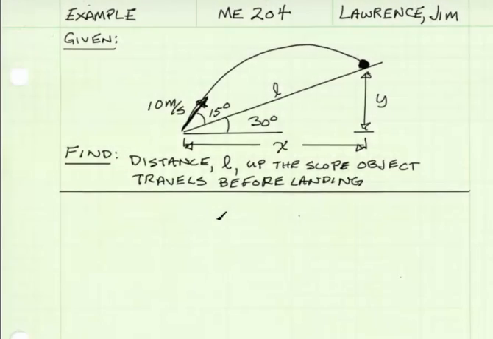Okay, for this problem, we have an object that has an initial velocity of 10 meters per second being fired on a slope that's 30 degrees, but it's fired at an angle from the slope of 15 degrees. We want to find the distance L up the slope that the object travels before landing.